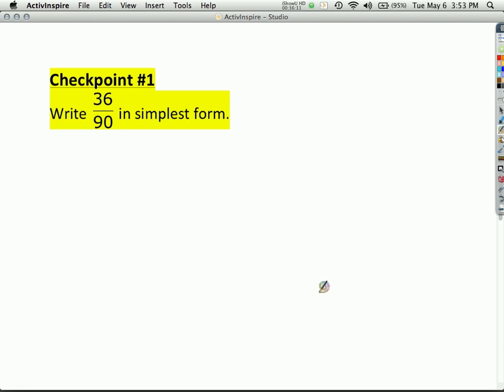What'd you get? 2 over 5. Okay. 2 fifths. Okay, the same. 2 over 5. So 4 people got 2 over 5. Correct answer is 2 fifths.